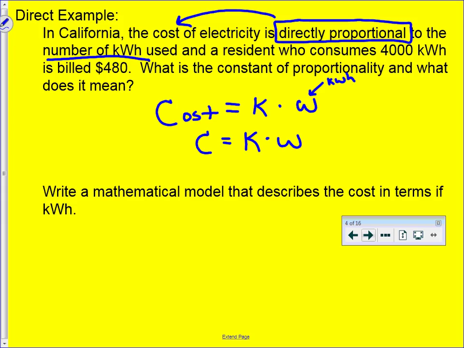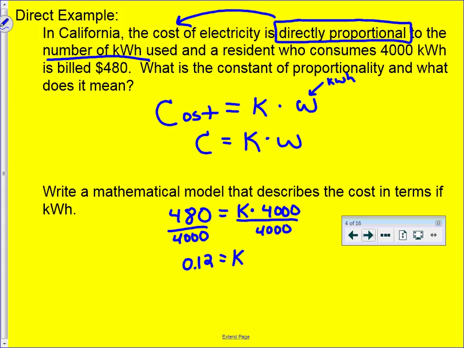Now the goal is, when it says to write a mathematical model, we want to solve for what our K value actually is. So in this case, we know what the cost actually is. You paid $480. We don't know what the K value is, and we do know how much wattage they use, which is our 4,000. And now what we can do is solve for this K value. So as we're going through, we divide both sides by 4,000. So we end up in our calculators getting 0.12 that is equal to our K value.